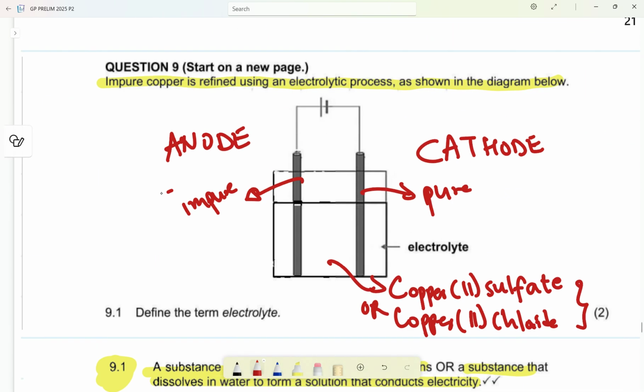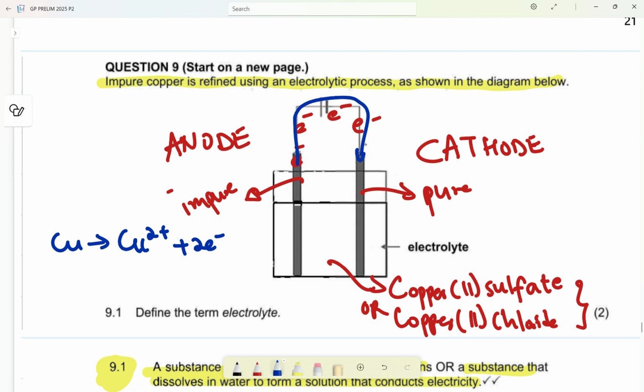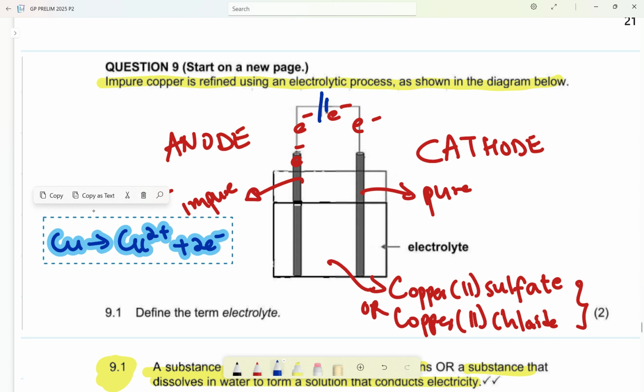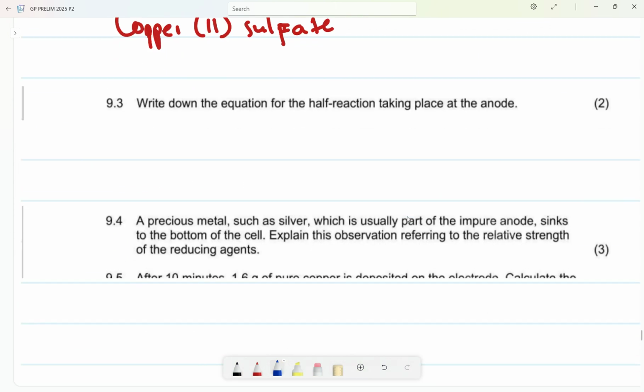Write down the equation of the half reaction that takes place at the anode. At the anode here, remember we are trying to do what? Another thing, guys, a hint is that electrons will move from here to there. So it will be copper going to Cu2+ plus 2 electrons. It's copper releasing electrons. How can it release electrons like this? Because electrons move from here to there. Can you see? This is negative, this is positive, so they're going to move from there to there. So this is the half reaction that occurs at the anode.